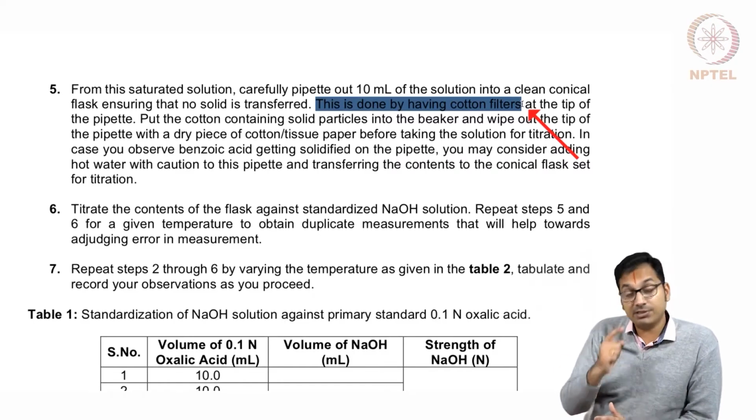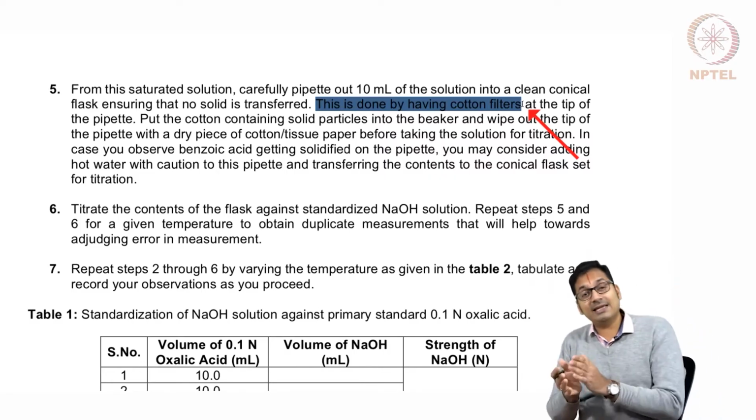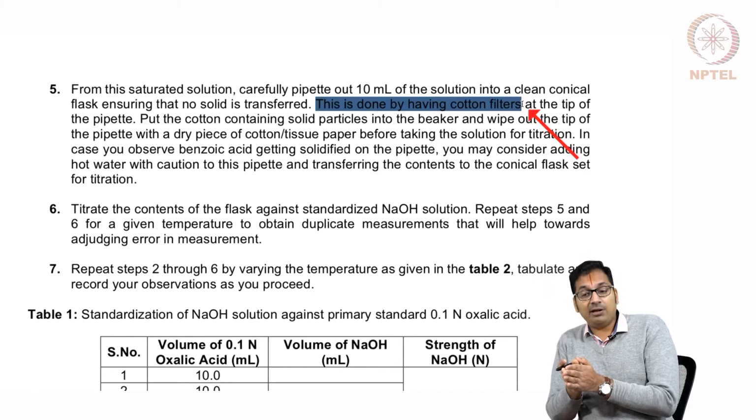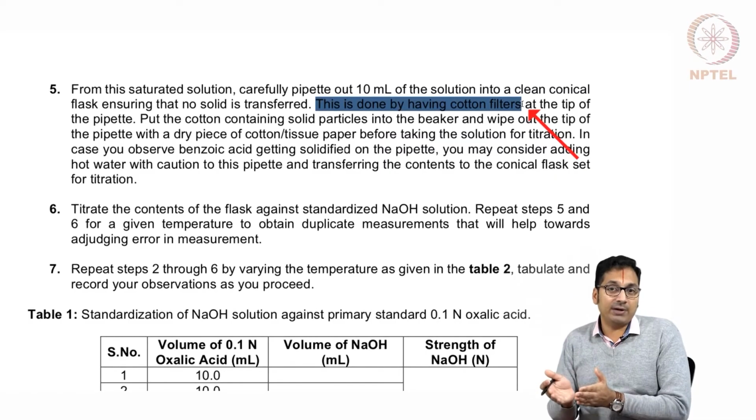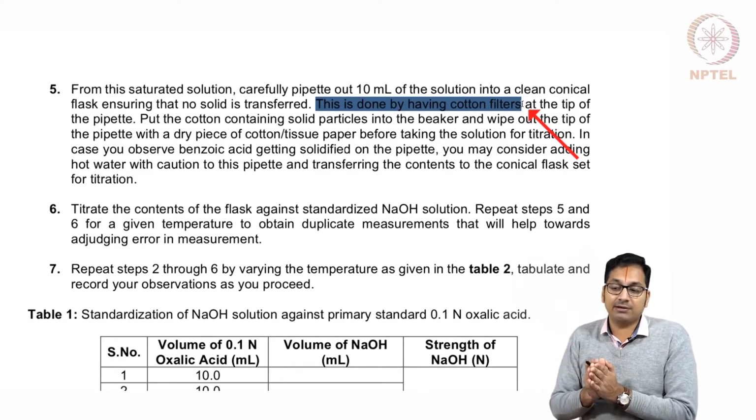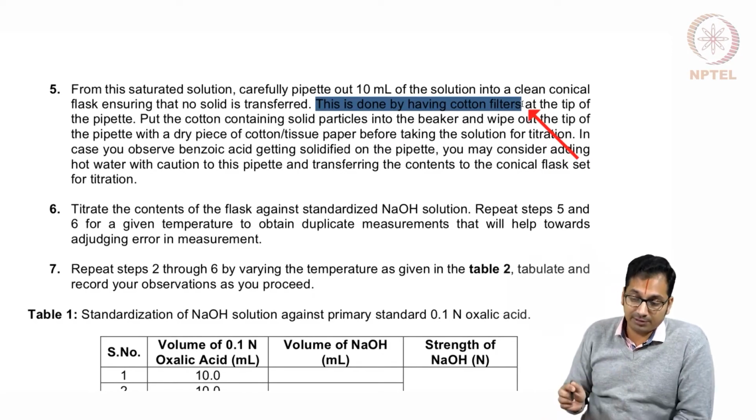And let's say that by mistake you get some solids into it, you're going to introduce some error. In this case, it will be some kind of a random error, meaning that if your cotton filter is not working properly, or you didn't use the cotton filter, you might have varying amounts of benzoic acid in the different titrations that you perform, which will once again result in a huge error or even a gross error finally. So one has to be very careful about it.